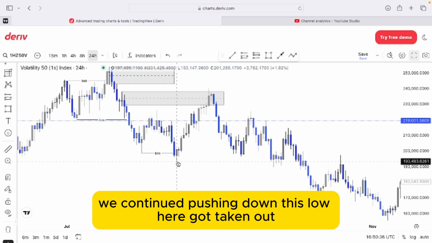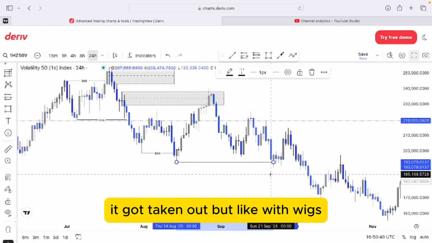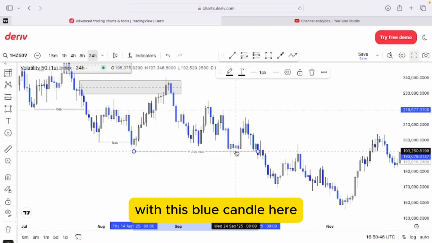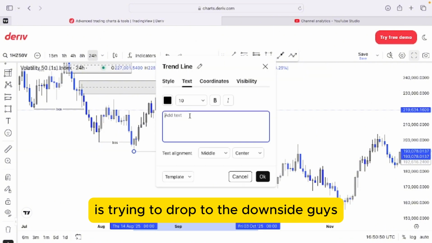This low here got taken out. This one here, this one here, it got taken out. But with wicks, as you can see, we had wicks up until the market decided to pull through with this blue candle here. That is where we had a confirmation that the market is trying to drop to the downside, guys.